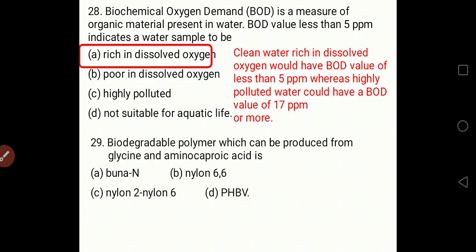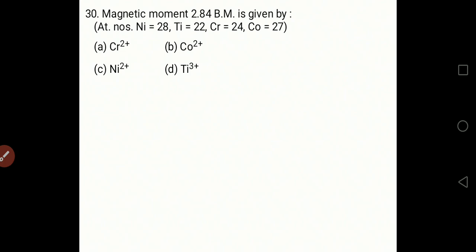29. Biodegradable polymer, which are the following? Glycine and aminocaproic acid. See, out of the 4, only 2 are biodegradable polymers. One is this one and another is PHBV. PHBV, poly-beta-hydroxybutyrate-co-beta-hydroxyvalerate, so that is not the answer. Only one is left, that is nylon 2, nylon 6, glycine and aminocaproic acid. So answer is C.